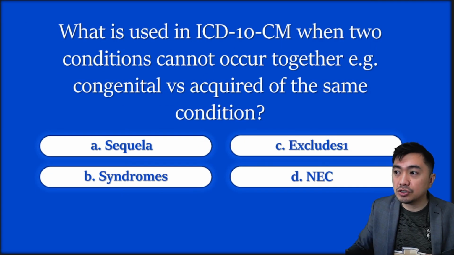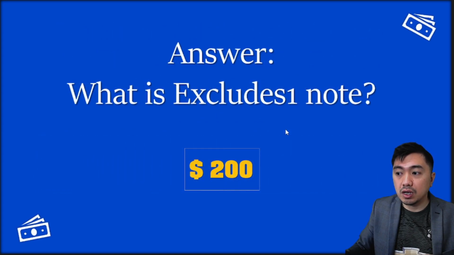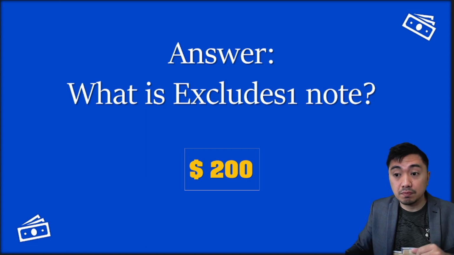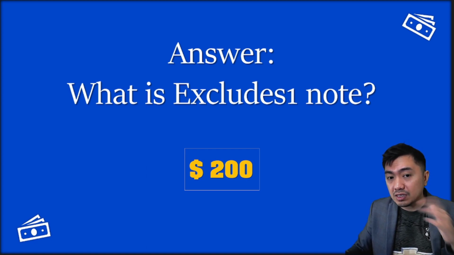Congratulations on your first question. So the answer for this one is, what is excludes 1? That's going to be letter C. All right. So let's now proceed to the next one.